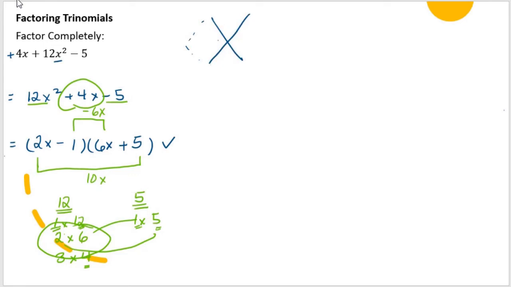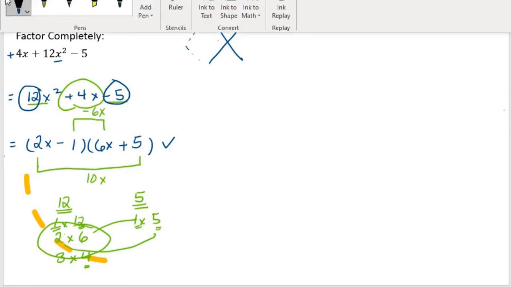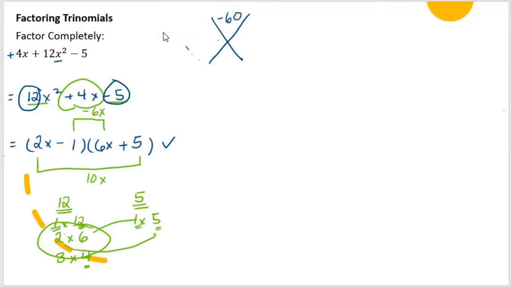Now I'm going to take the first term, the coefficient of the first term, I should say, the 12, and multiply it by the last term. That's the product part of product sum. 12 times negative 5 is negative 60. And I'll write that number up here. Underneath, I'll write positive 4, the middle term, the coefficient of the x.